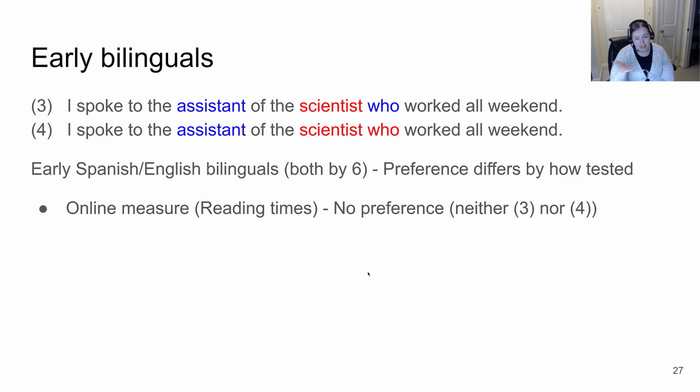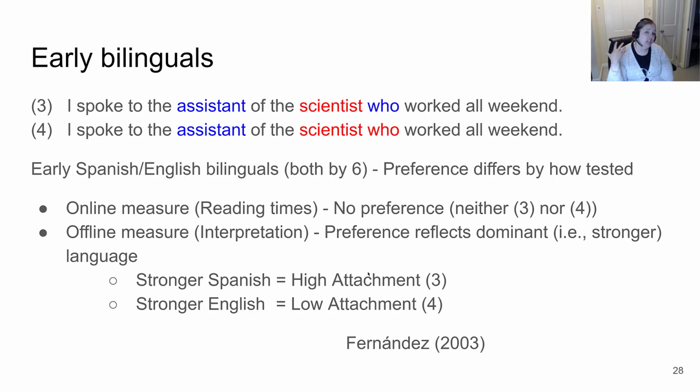Where you do see a difference for early bilinguals is what they call offline measures, typical laboratory, pen and paper, or yes, no, untimed things, right? So if you do an interpretation task, like we did at the beginning, where I give you example 3 without any color coding, and I say, who worked all weekend? That's an offline interpretation task. And if I do that task, I do see a difference for early bilinguals. You find that preference will reflect your dominant or stronger language.